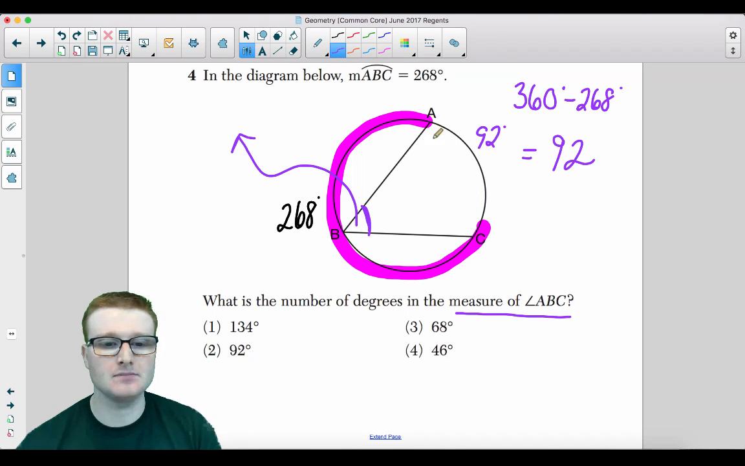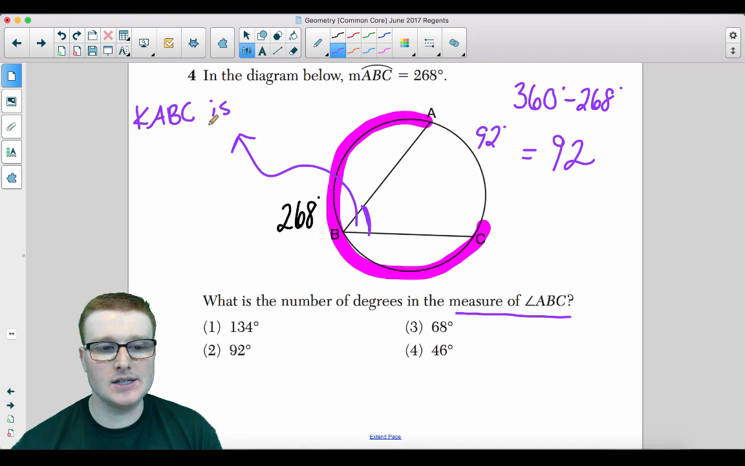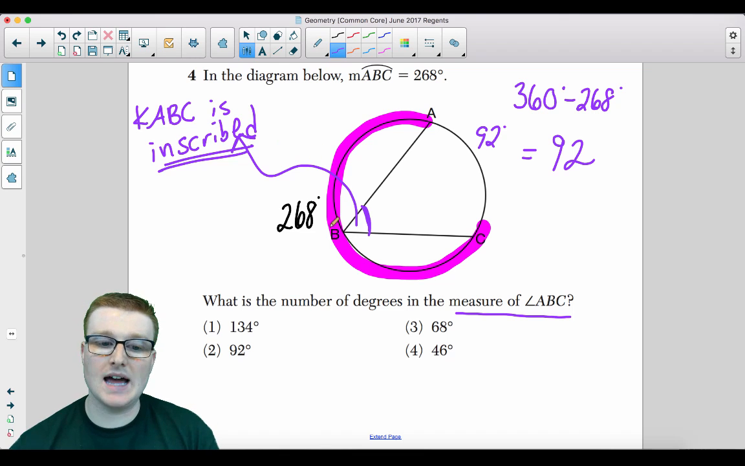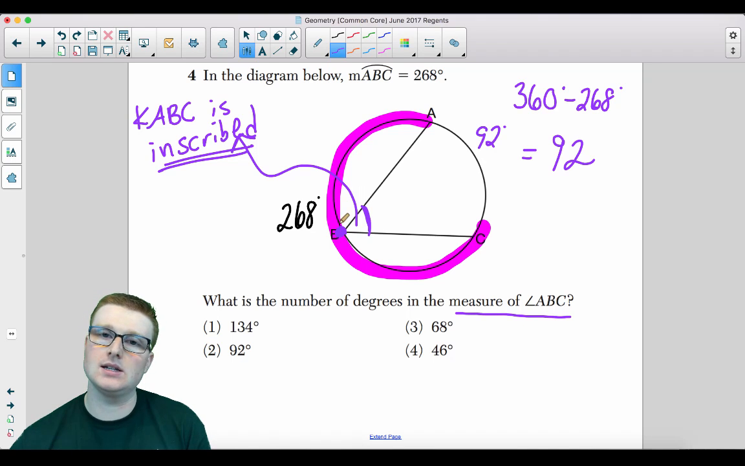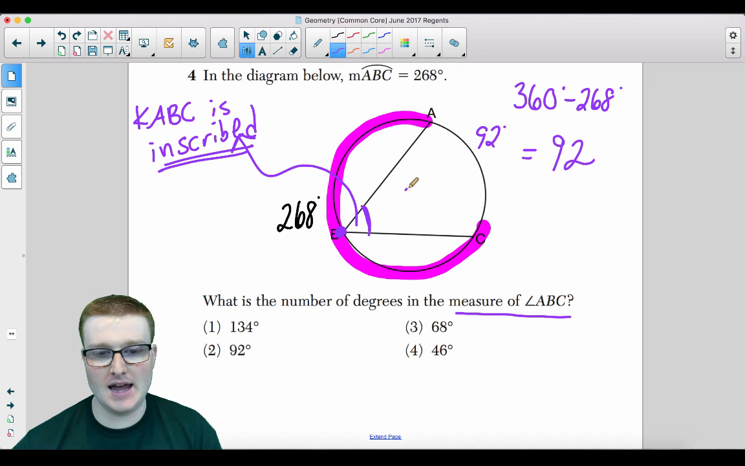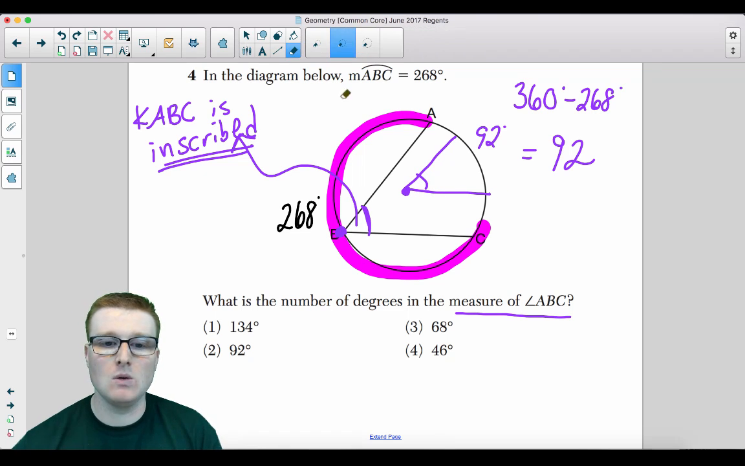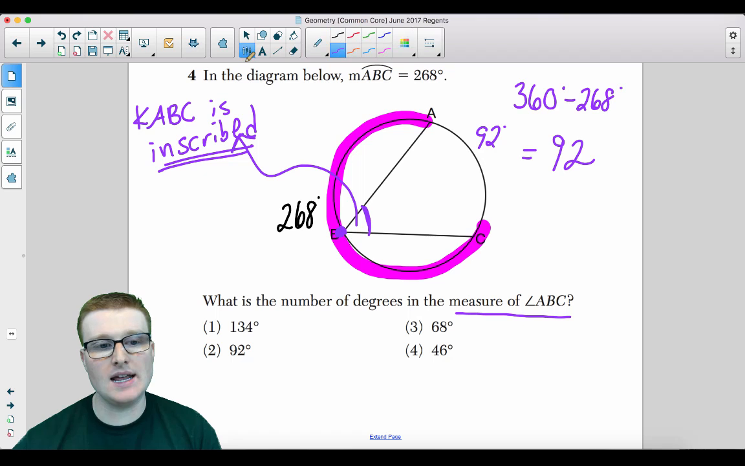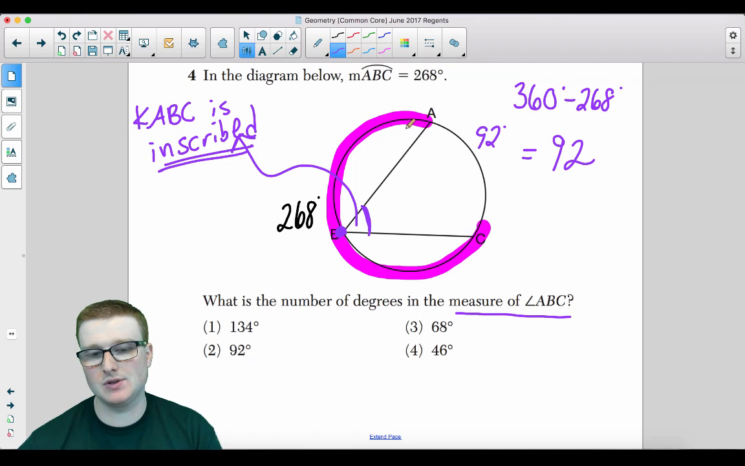Let me explain why. Angle ABC, in this case, is inscribed. An inscribed angle of a circle means that the angle itself touches the circle at one point. A central angle, on the other hand, let's just say this was the center of the circle, will look something like this. We're working with an inscribed angle, though. So an inscribed angle is 1/2 the arc it intercepts.